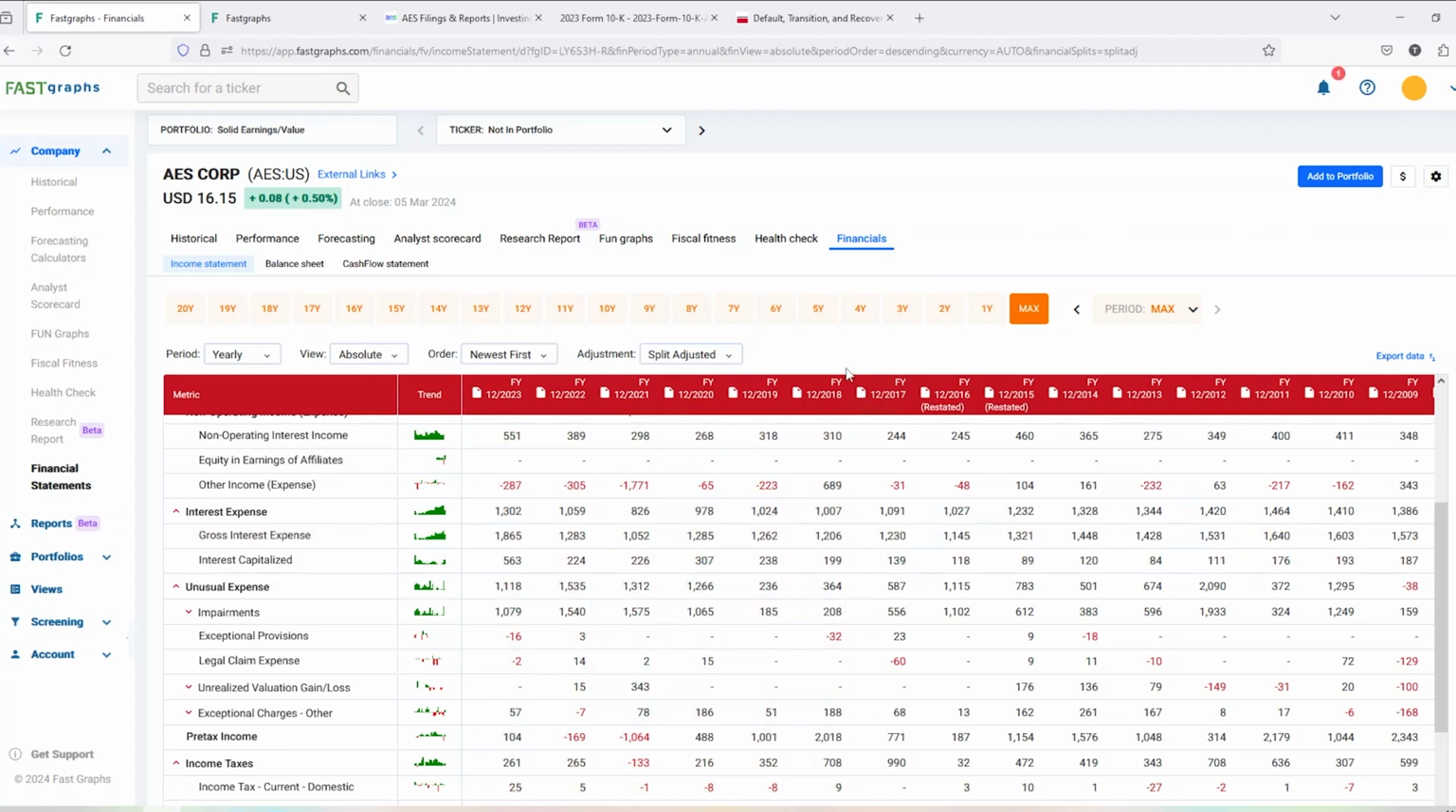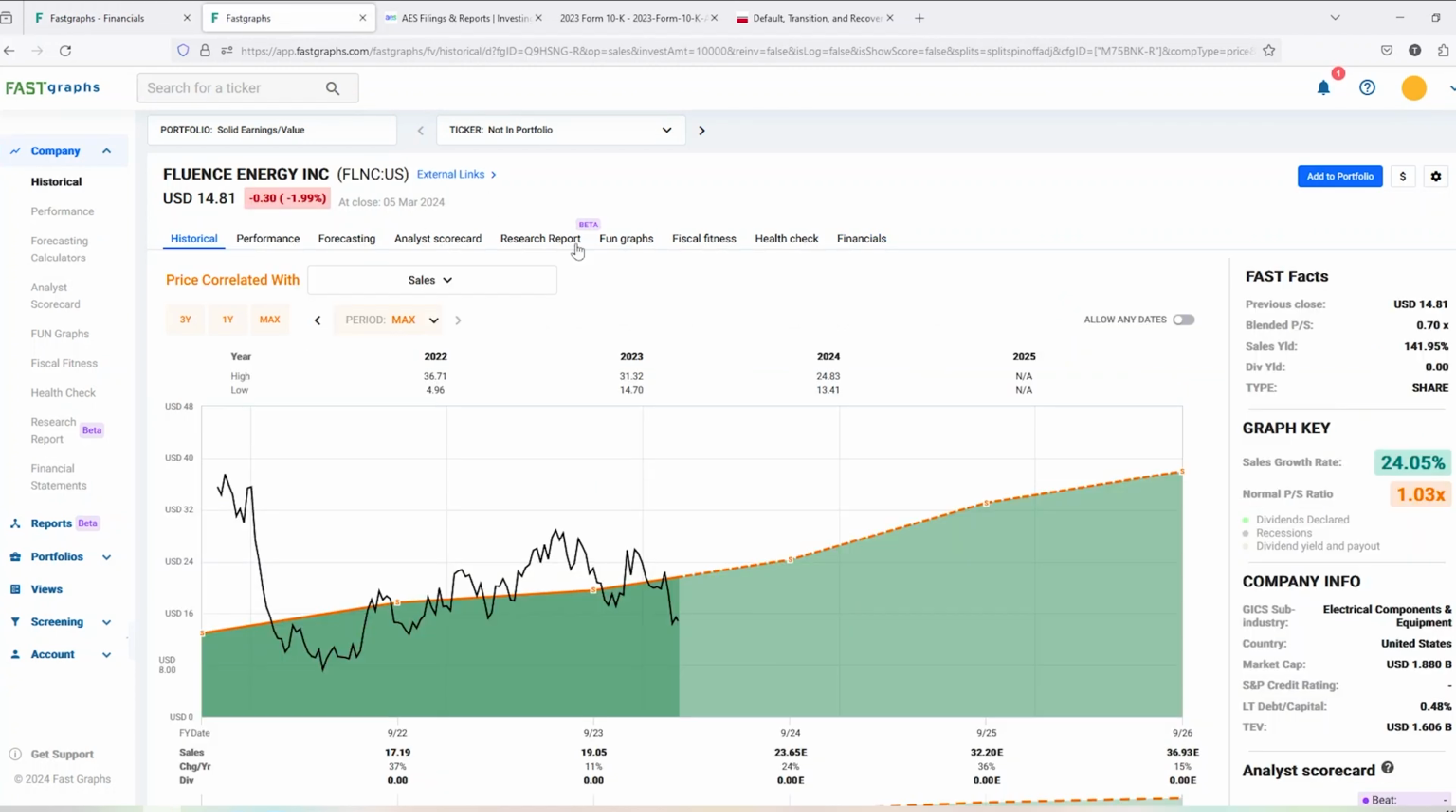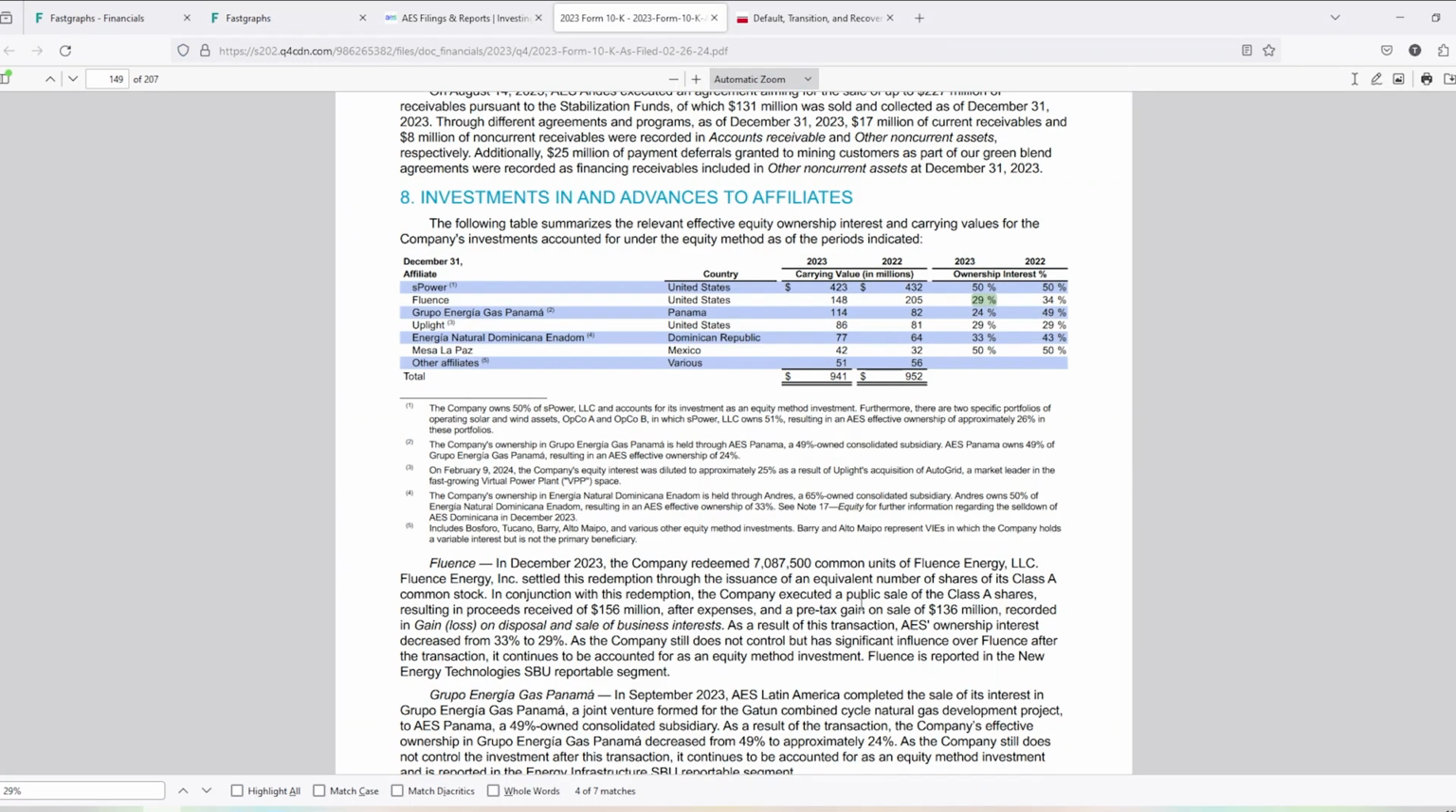One other thing that I want to mention is they do have a variety of subsidiaries, and one joint venture in particular I want to talk about is Fluence Energy, which has been a publicly traded company since October of 21. Fluence is a joint venture between Siemens and AES. That means that if you decide to make a play on AES, you're also making a play on some of their other holdings. From AES's 10-K, this lists some of the entities in which they have equity ownership. You see Fluence, which is publicly traded, the carrying value is listed at 148 million, but that's a 29% economic interest in the firm.